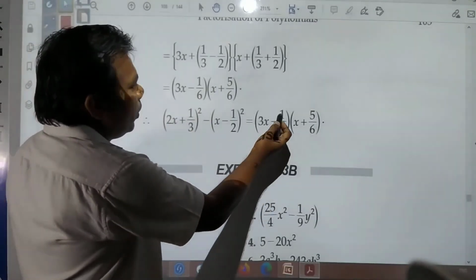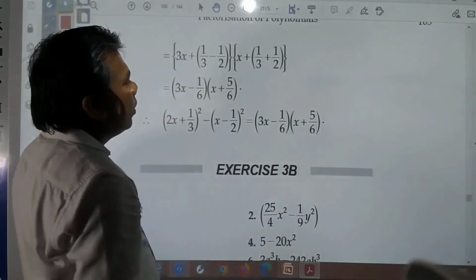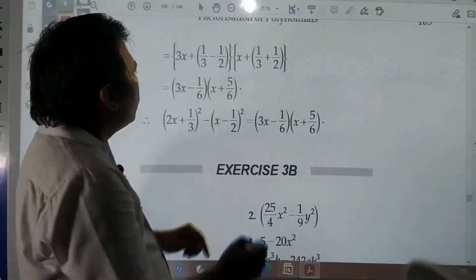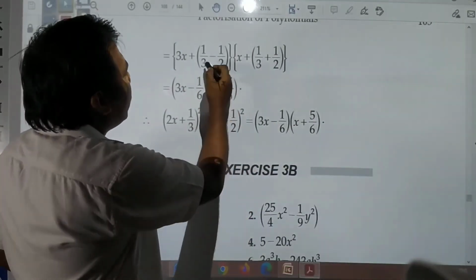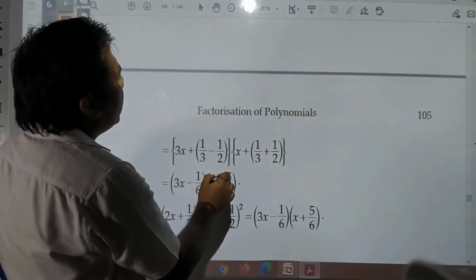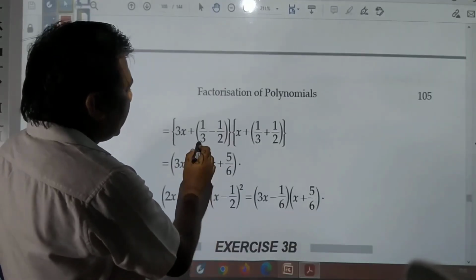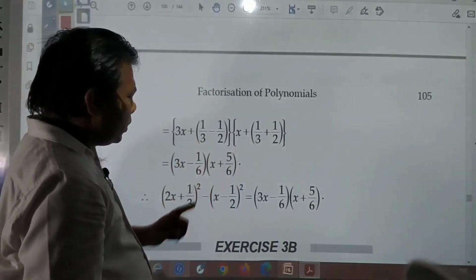So 3x minus 1 by 6 into x plus 5 by 6. So this simplification you must do. Together also it can be done. Here itself it could be done. So here it has been done and you should be able to do this.